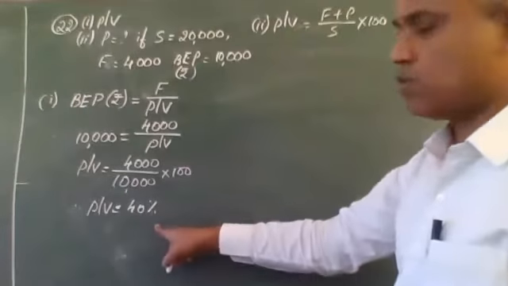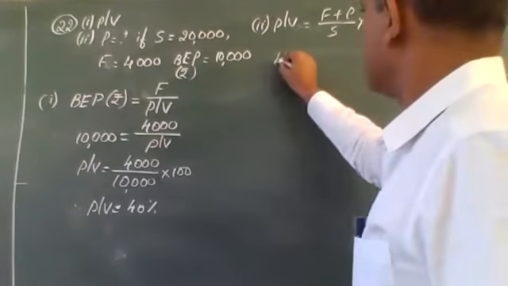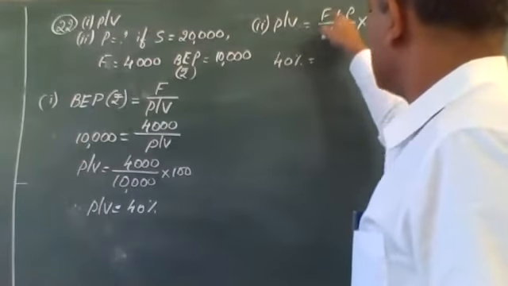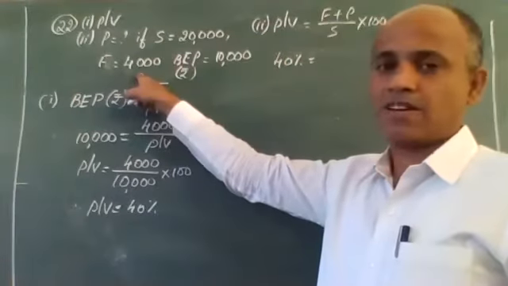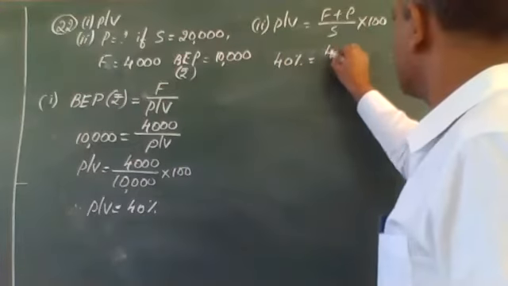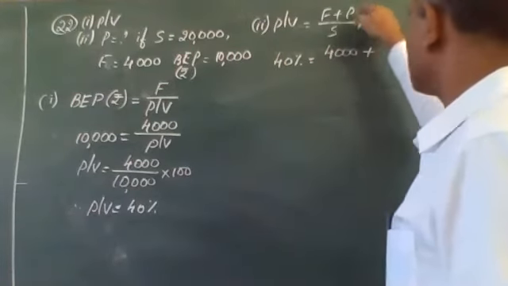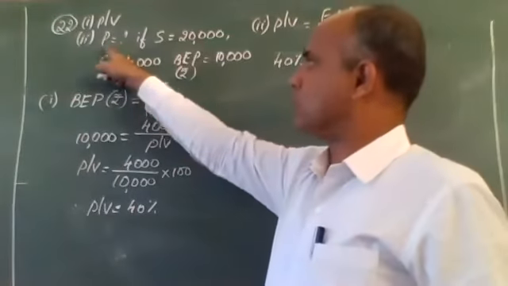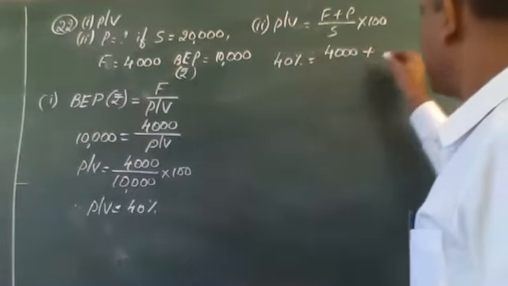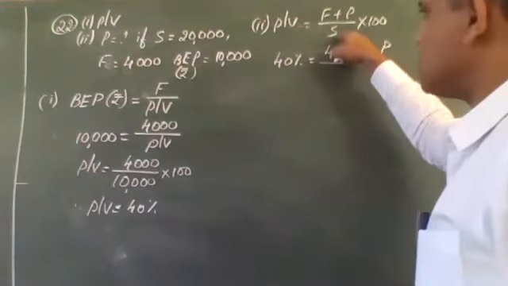Do you know PV ratio? Yes, sir. We have calculated. It is 40%. Do you know fixed cost? Yes, sir. It is given in the question as 4,000. Do you know what profit you want? No, sir. That is what we are trying to find out. So profit is a question mark. Do you know sales? Yes, sir.